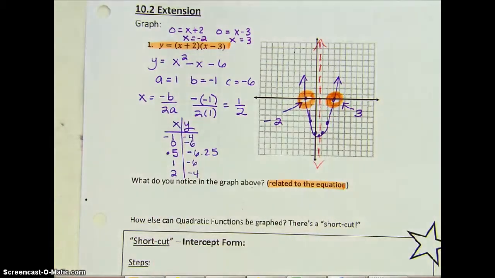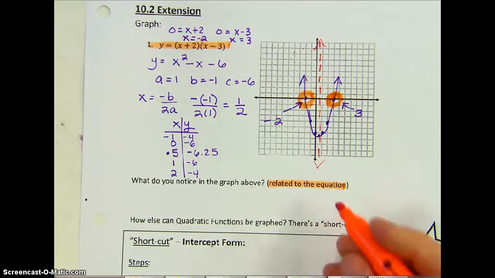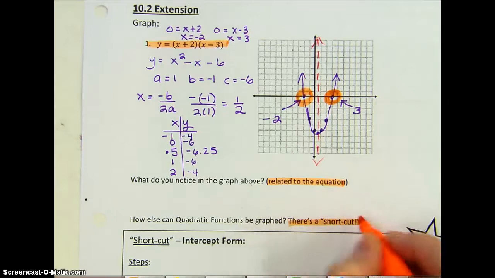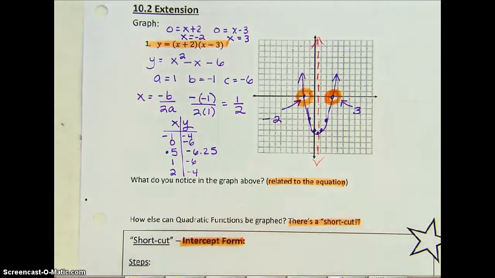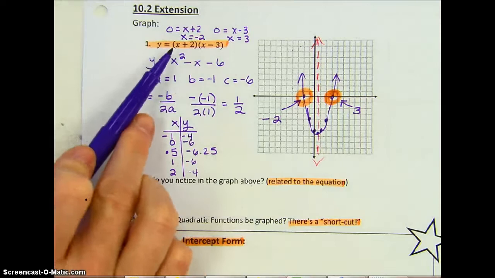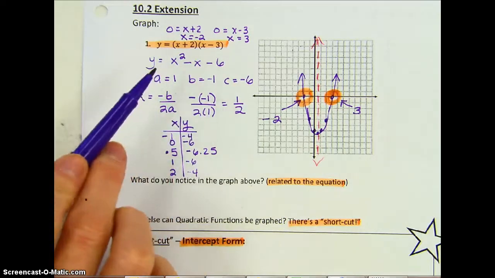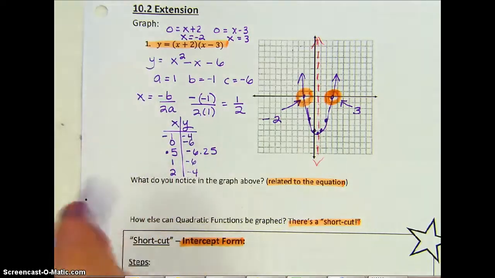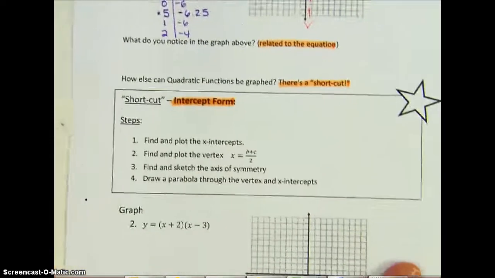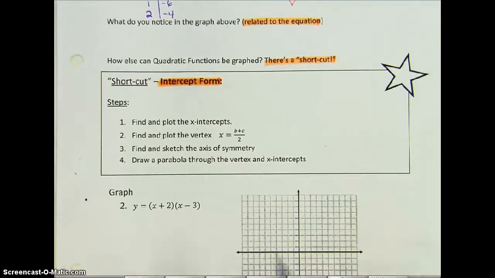So what's interesting with this is we can graph a quadratic equation different, okay? And there's a shortcut, and this shortcut is called intercept form. And that's when it's factored. Because if you notice, this equation started out factored. So we can avoid all of this work if we know how to do it with intercepts. So let's go through what intercept form is.